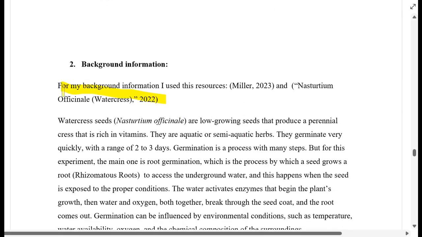Same, this is not how we cite stuff. Really, that's one of the big things that needs to be fixed in this.